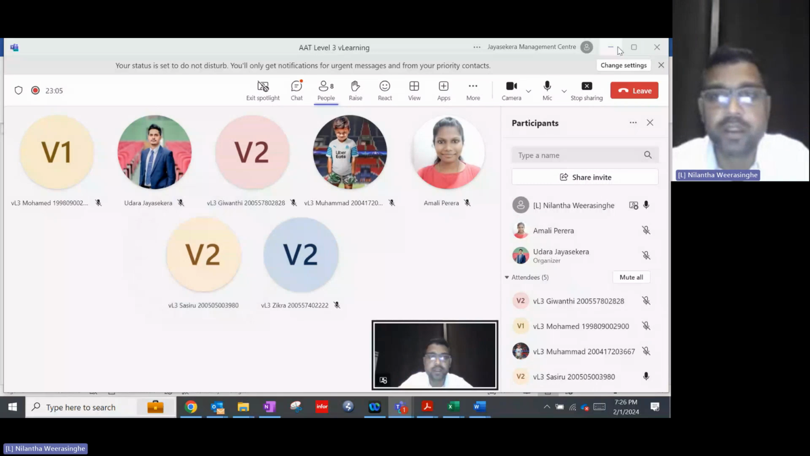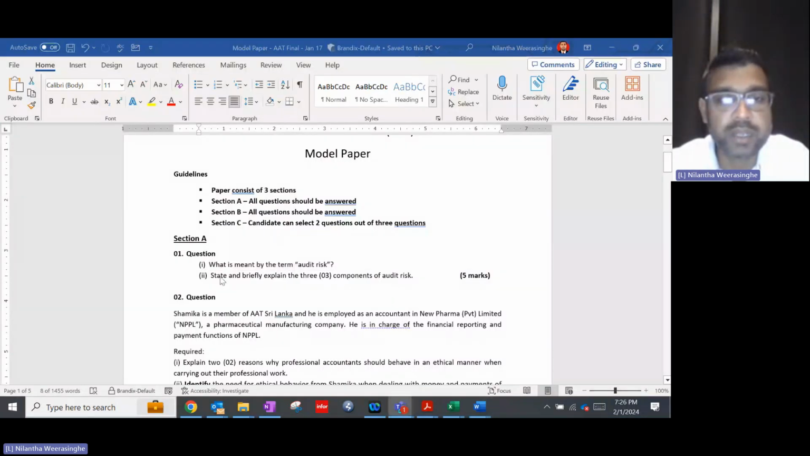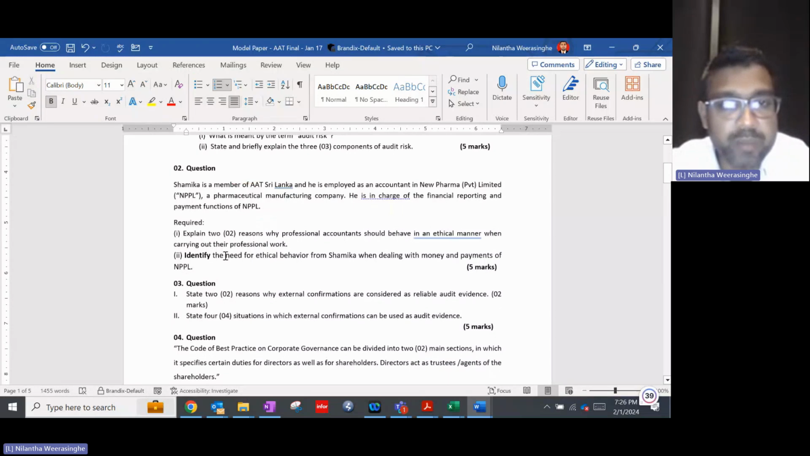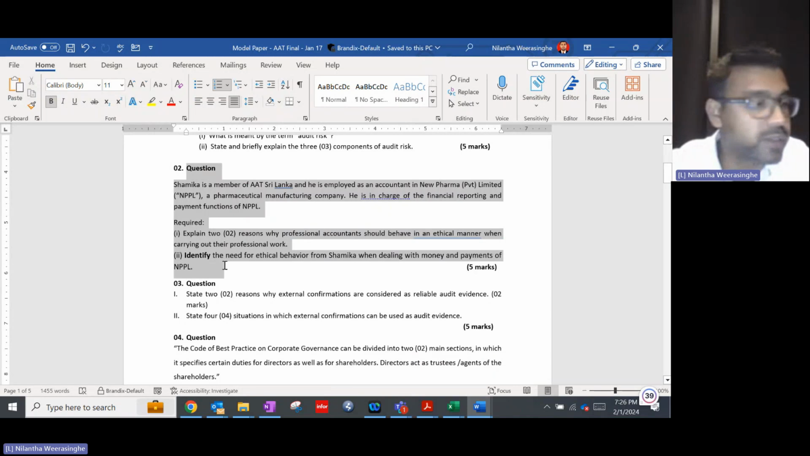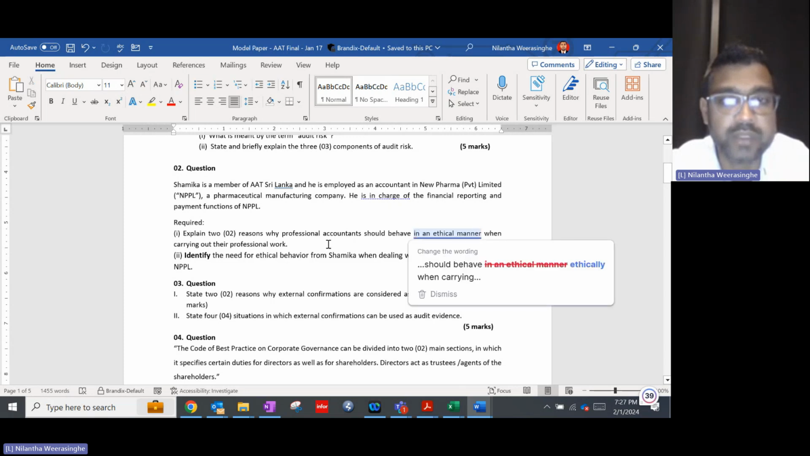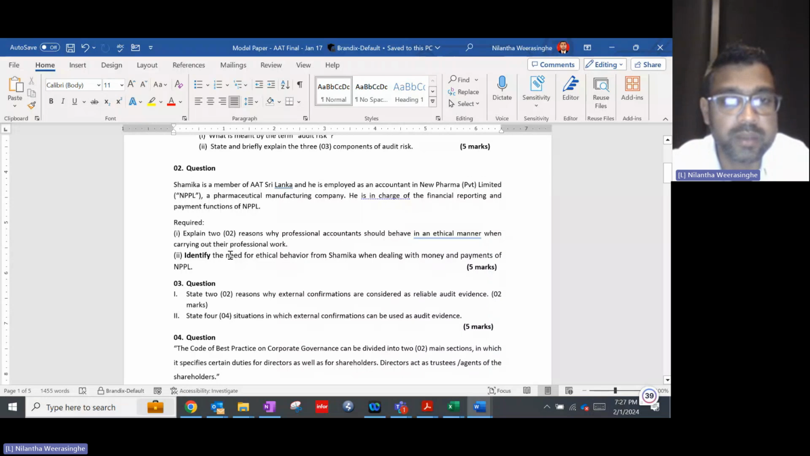Fine. Okay. So I'll go back to the second question: state, briefly explain the 3 components of audit risk. That is also done, so the first question we have answered. Now I will move into question number 2. Of course, I believe it is very simple. I'm not going to explain this, but the answer is there in the model answer. It is from a very easy area, which is code of ethics. Therefore, you can go into that and pay some attention.